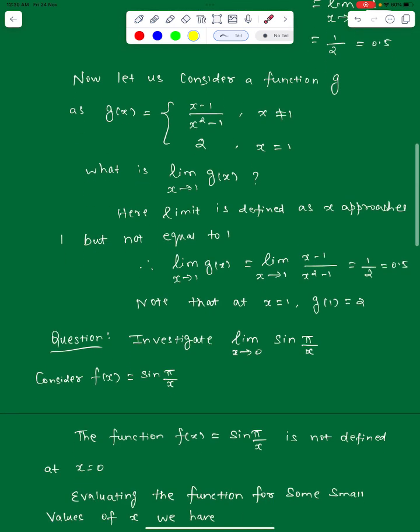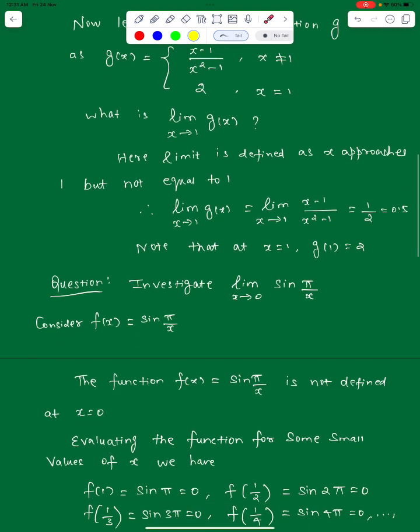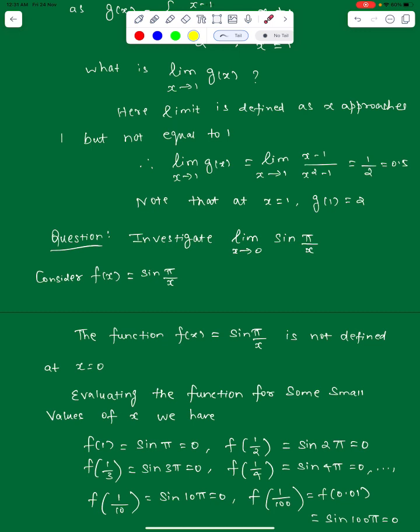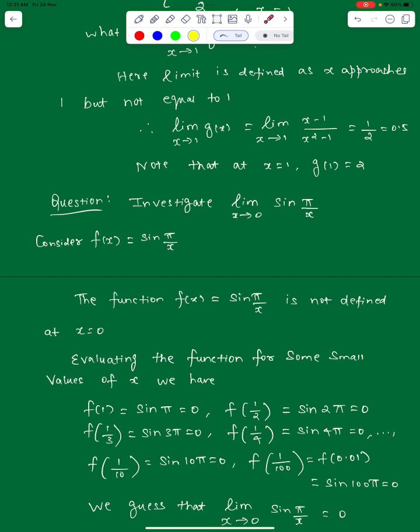Now let us investigate an example for finding the limit as x approaches 0 of sine pi over x. So let us take f of x equal to sine pi over x. Now the function f of x equal to sine pi over x is not defined at x equal to 0. As we know, pi over 0 is not defined. Obviously sine of this undefined value is going to be undefined here. So we have to evaluate that.